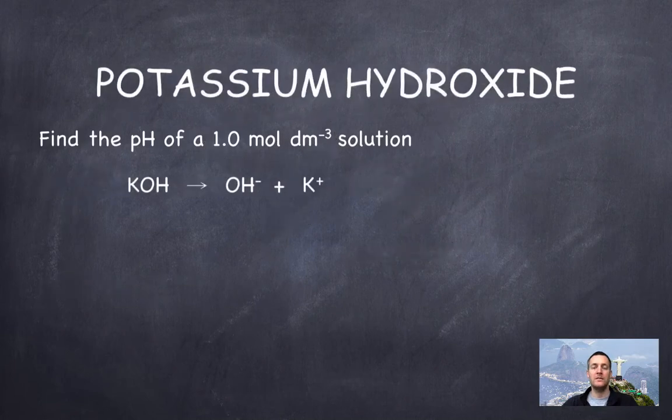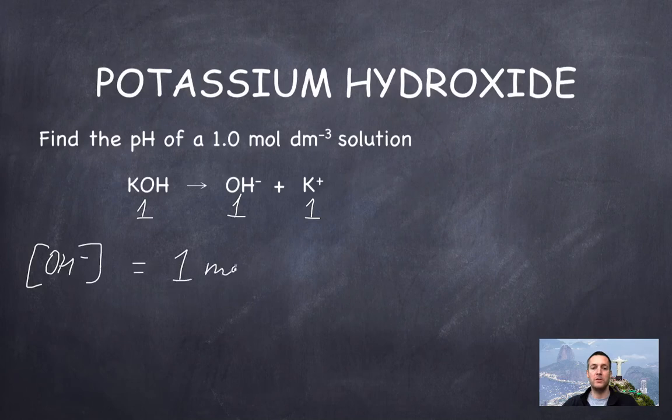The same can be said for bases. Now we know that potassium hydroxide is a strong base. We know that if we take 1 mole of it and dissolve it in water, we should get 1 mole of OH- and 1 mole of potassium ions. We now know the concentration of OH-. The concentration of OH- is equal to 1 mole per dm cubed.